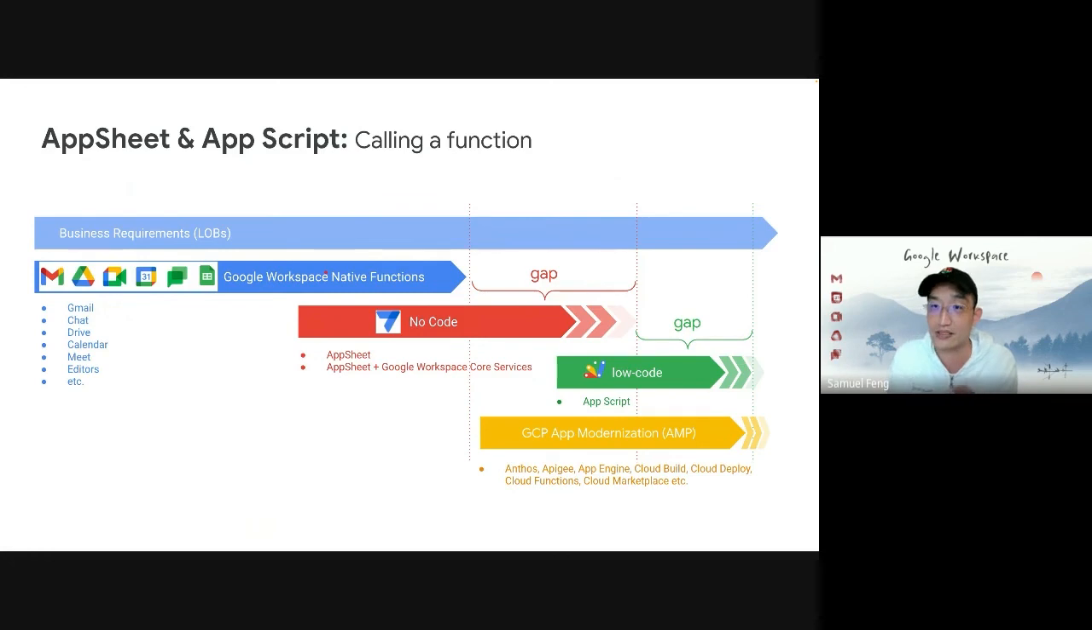And don't forget, GCP also provides a big umbrella for app modernization. There are tons of services like Anthos, Apigee, App Engine, or even Cloud Build, Cloud Deploy, and Cloud Functions. All these can be developed using these services. But of course, they will need more professional support or development to do this app modernization.